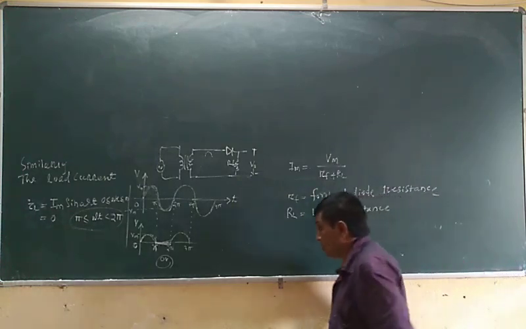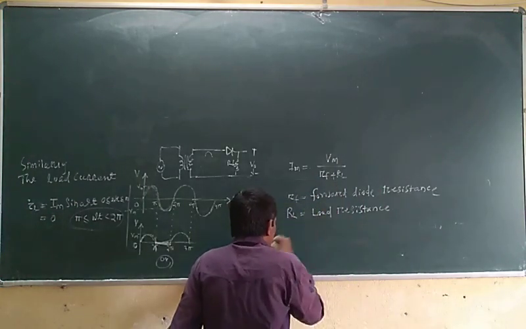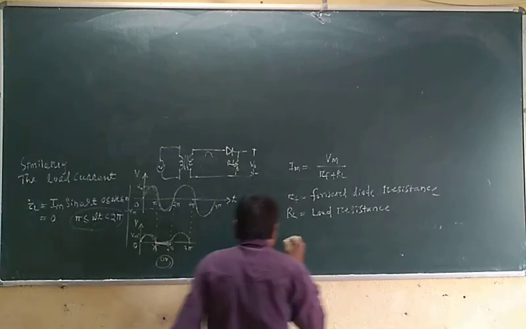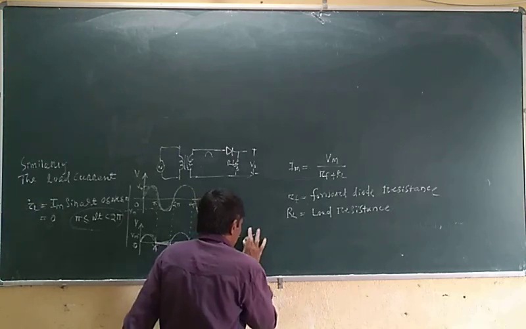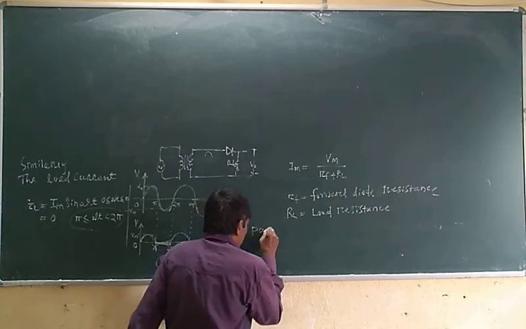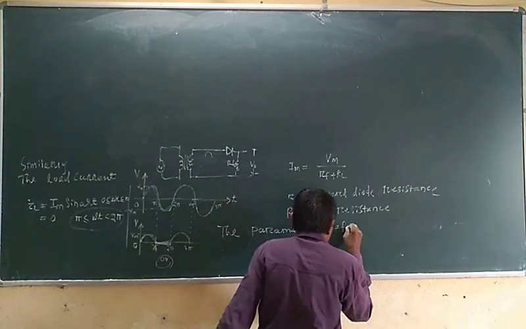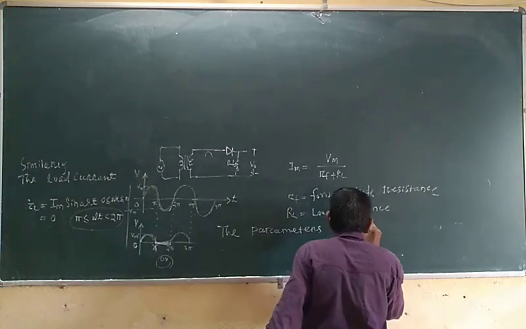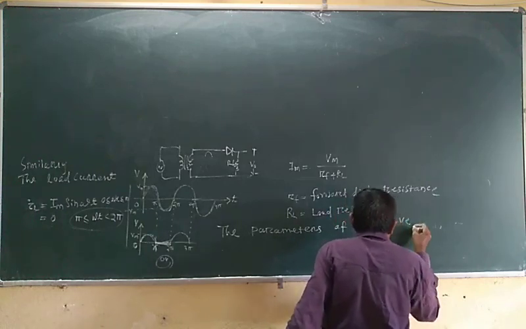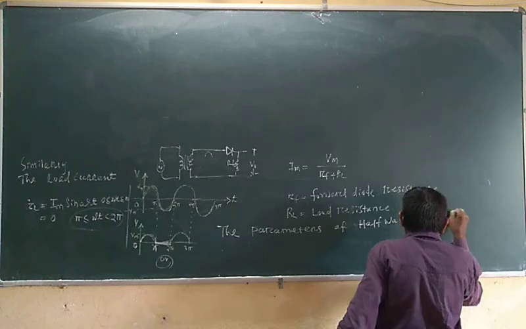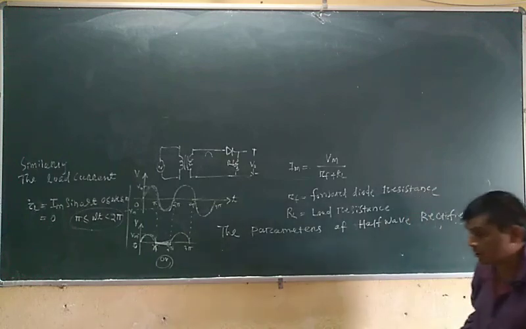Now again we see the parameters of the half wave rectifier. Now we first calculate the average voltage.